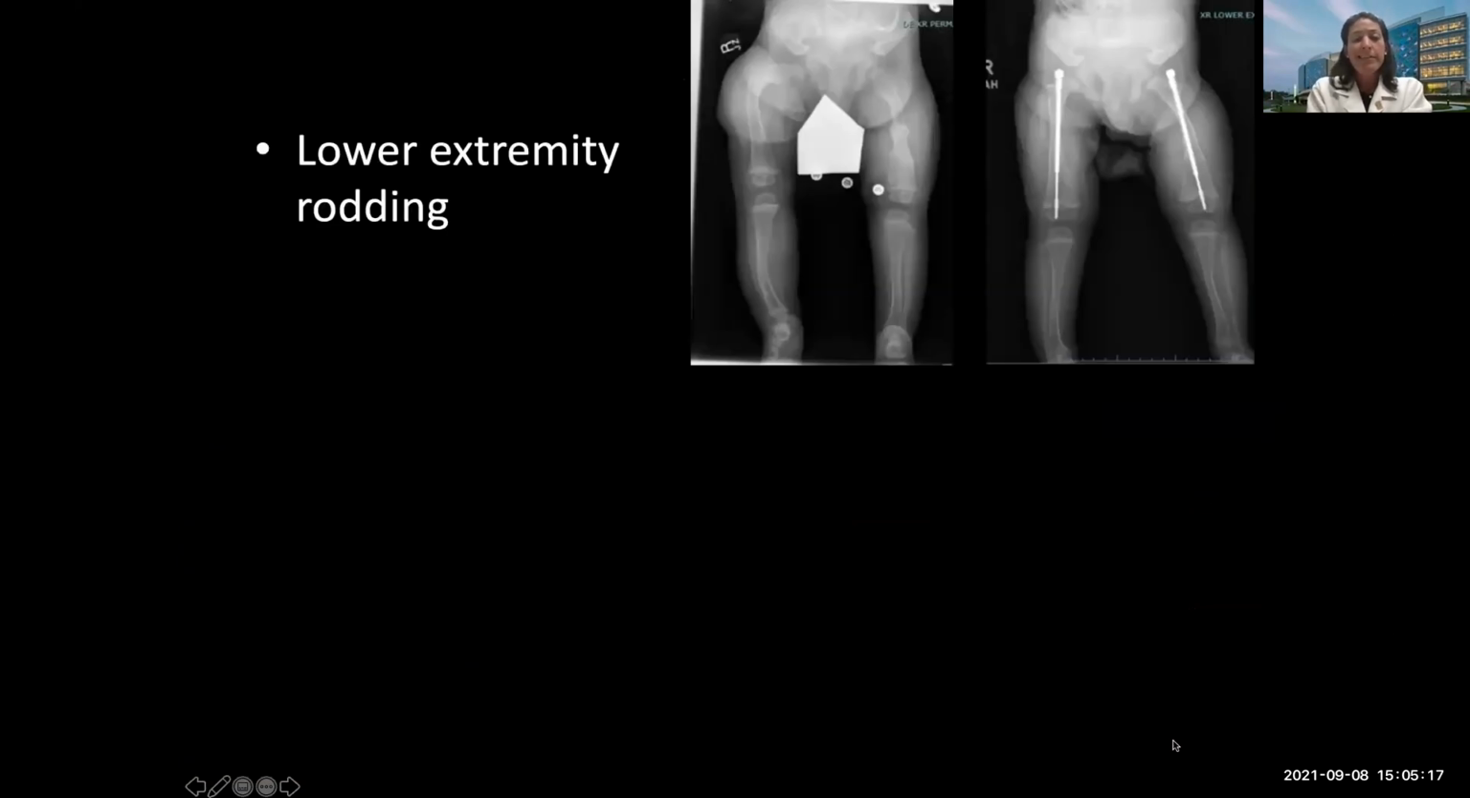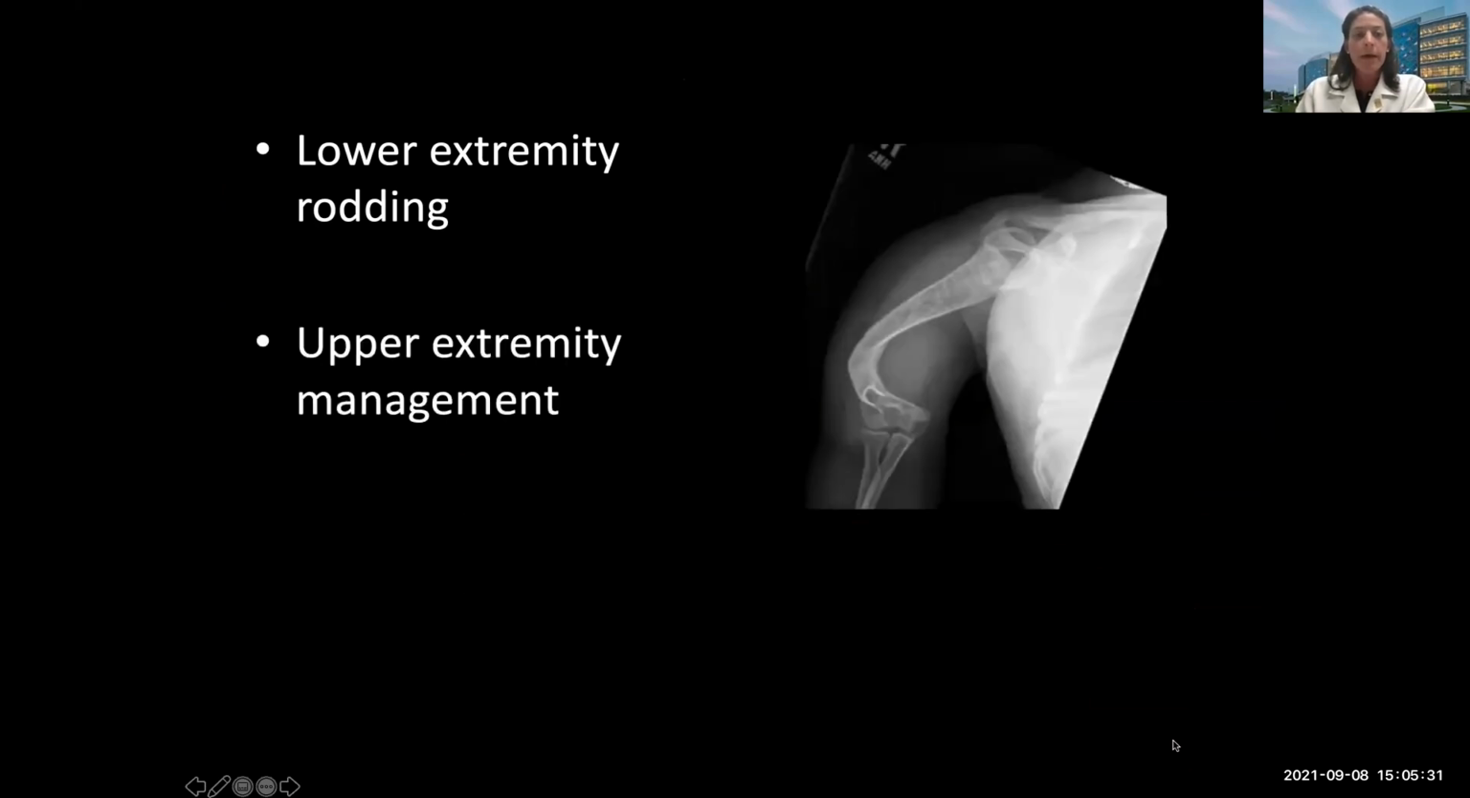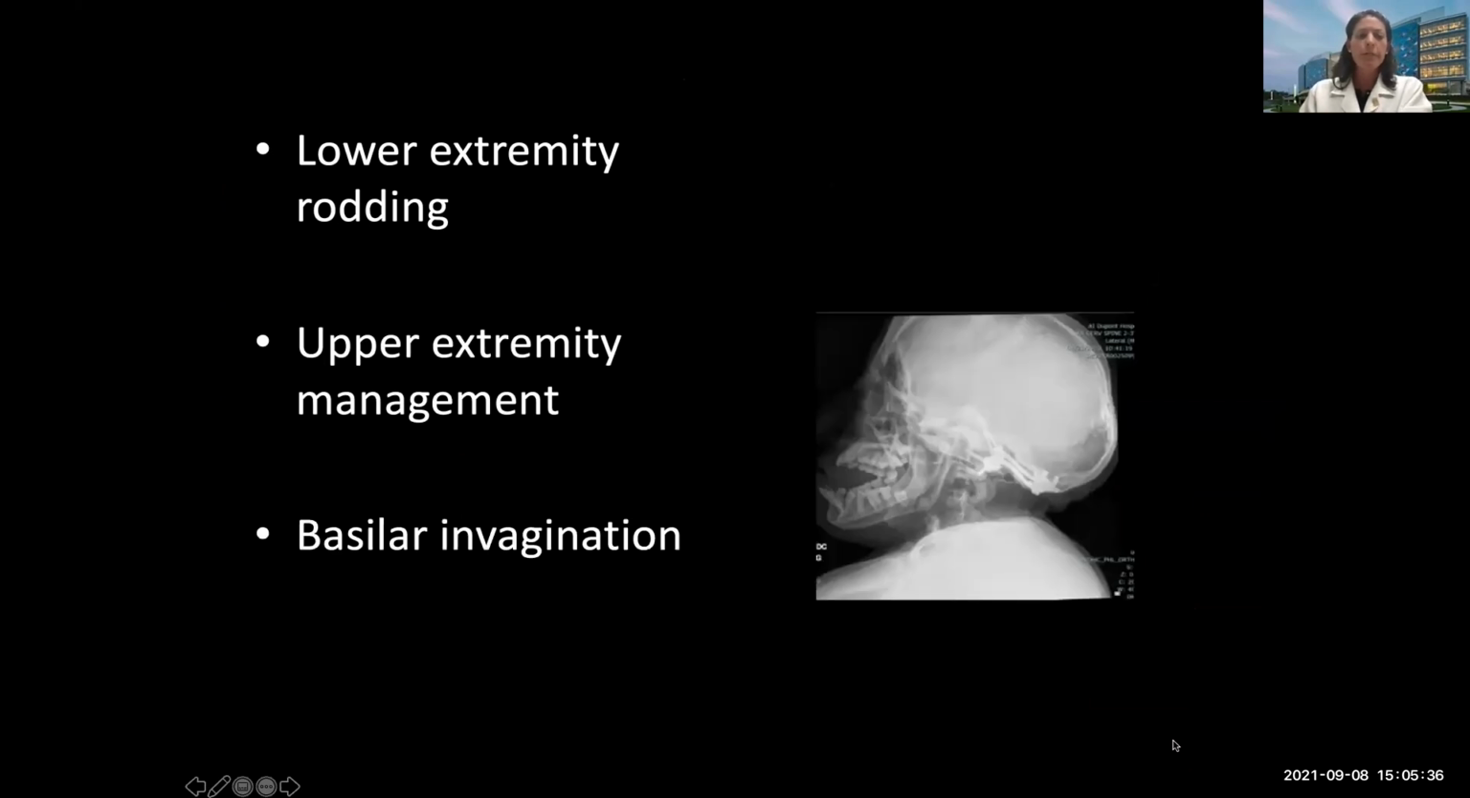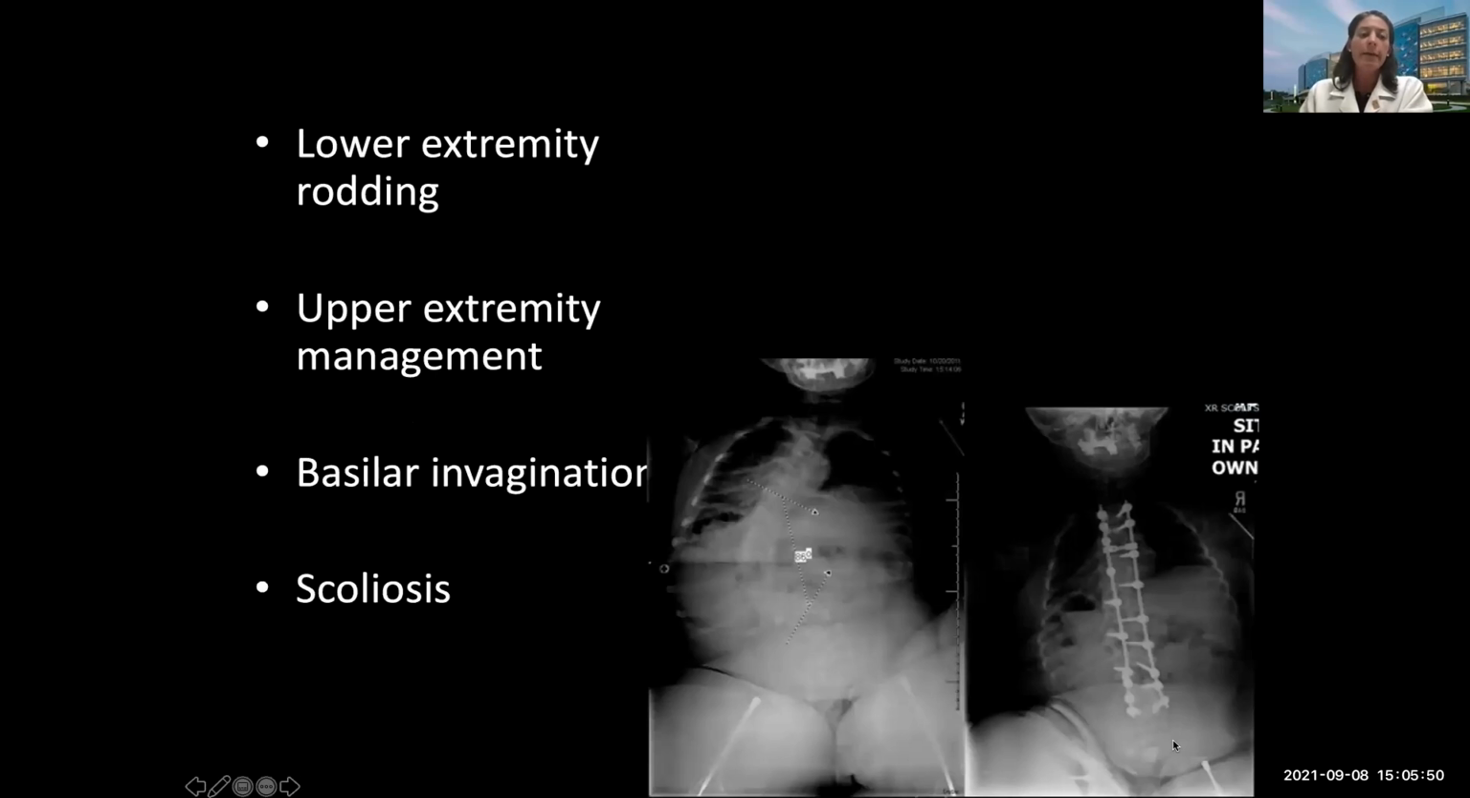During the prior sessions, Dr. Wallace covered lower extremity realignment and rodding absolutely beautifully. So again, I refer you to her talk to go over that topic. I discussed upper extremity management in the setting of OI. Dr. Shukin Shah, one of my partners on our OI team, discussed basilar invagination and ways to diagnose and manage basilar invagination. And Dr. Jeanne from Montreal reviewed the management of scoliosis and spine deformities in the setting of OI.